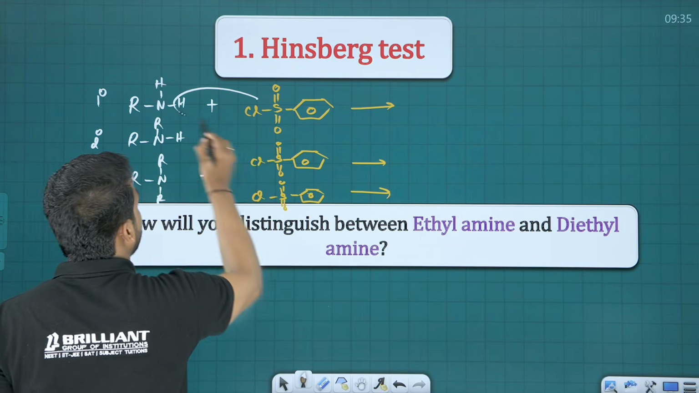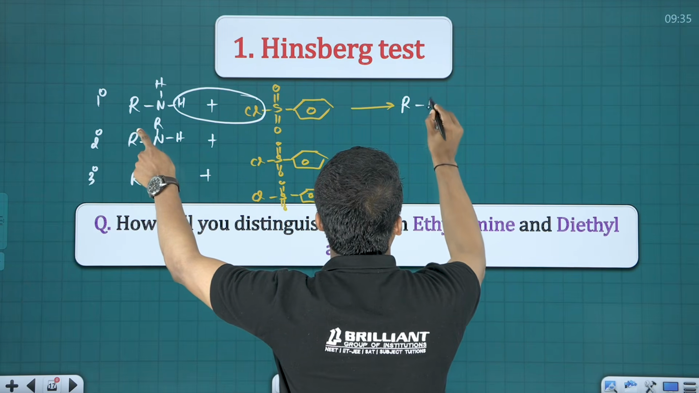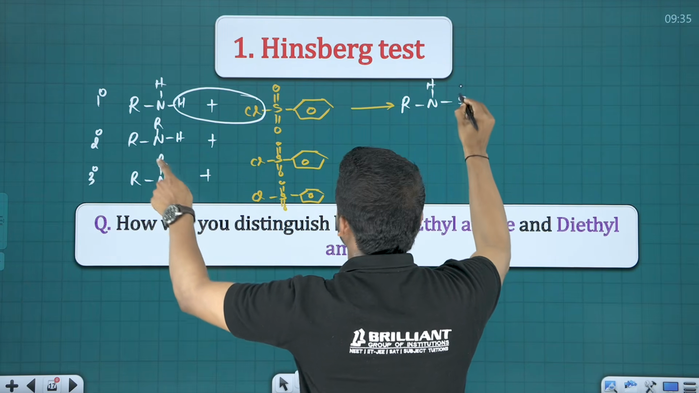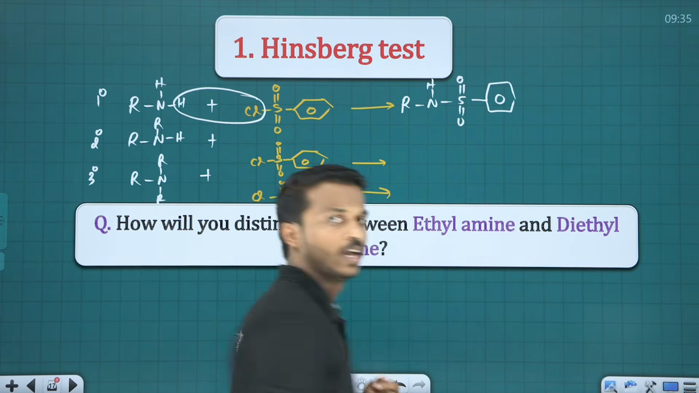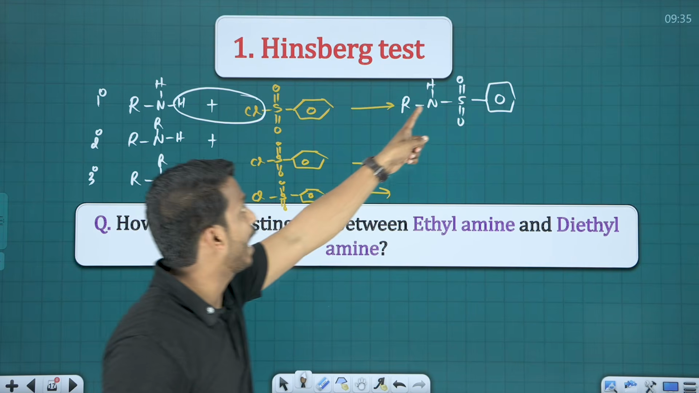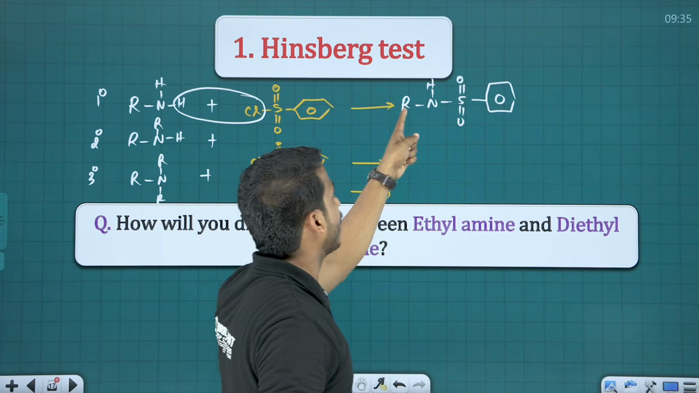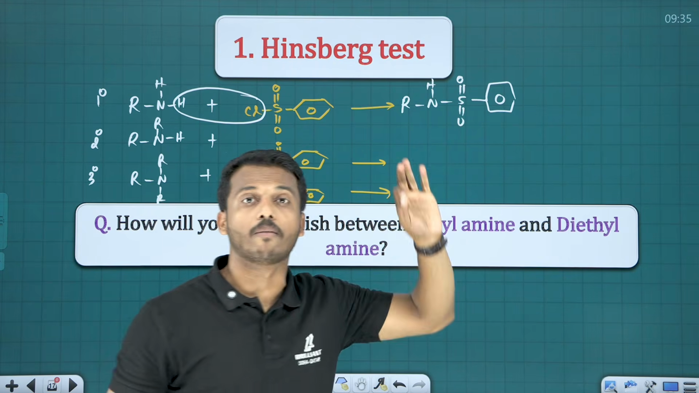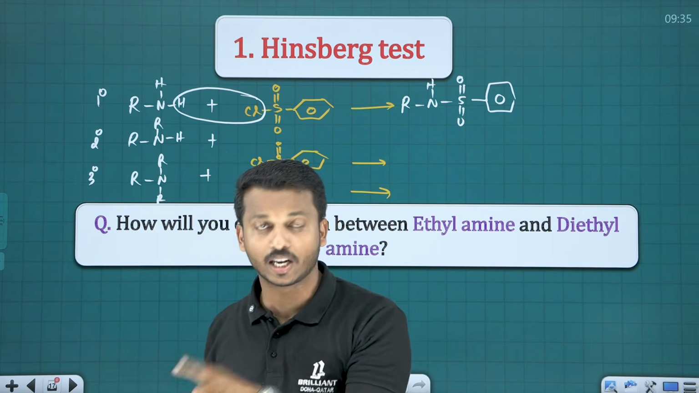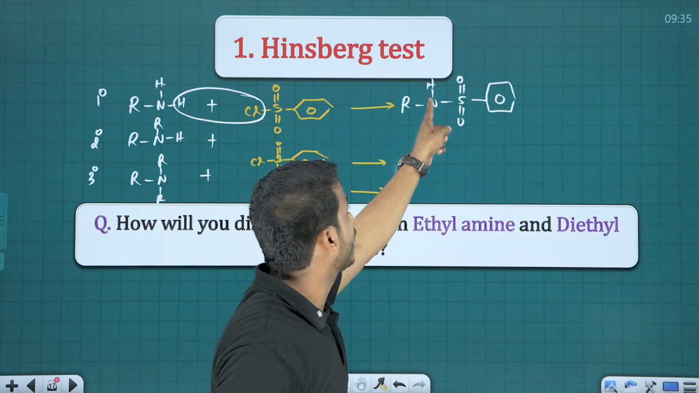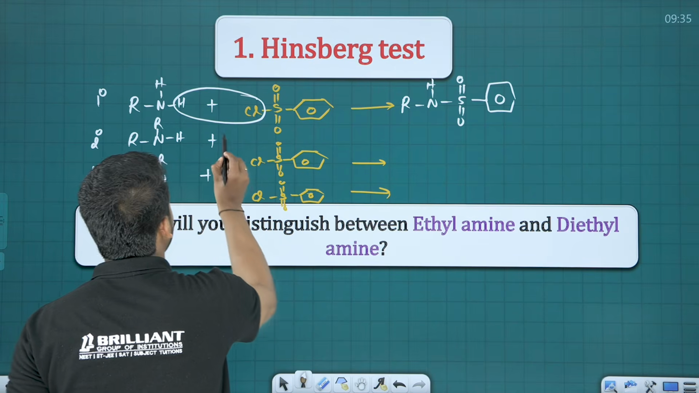This H and Cl cut. What do you get as the product? RNH, S double bond O, and then we have the benzene ring. What is it called? It's called N-alkyl, where N contains one alkyl group, right? N-alkyl benzene sulfonamide. When a primary amine reacts with a Hinsberg reagent, the product is N-alkyl benzene sulfonamide.